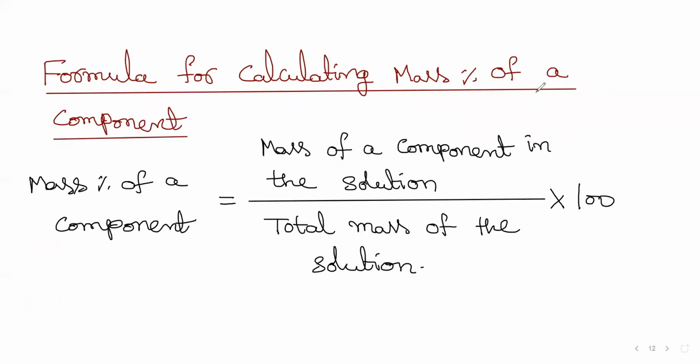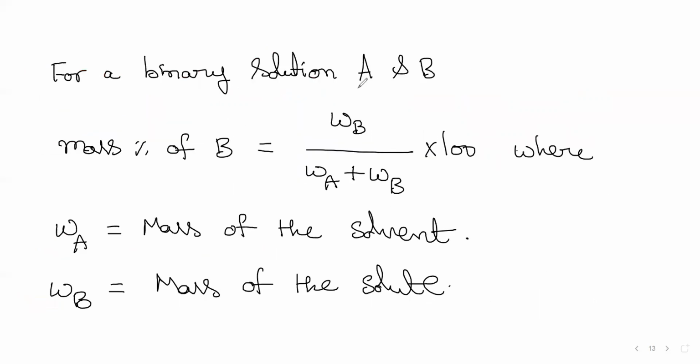And the formula for calculating mass percent of a component is given by this. Mass percent of a component is given by the mass of the component in the solution divided by the total mass of the solution, multiplied by 100. So this is the formula. Let's take a binary solution containing A and B. A is the solvent and B is the solute. So WA is the mass of the solvent and WB is the mass of the solute. Then the mass percentage of B is given by WB, that is the mass of the solute B, divided by the total mass WA plus WB, multiplied by 100. So this is how we calculate.